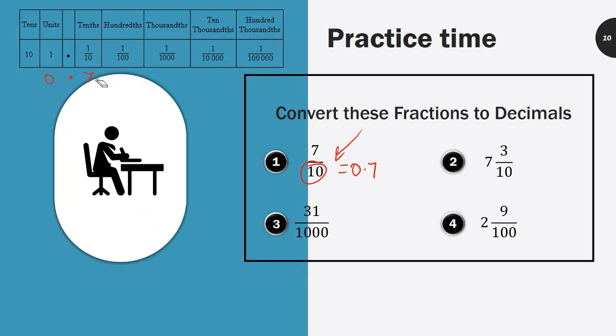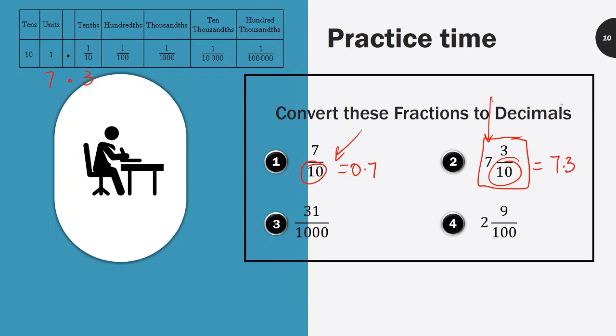For my second one, I've got 7 and 3/10. So let's deal with the 3 first. Once again, the 3 goes into the tenths column. Okay, and then I've got my decimal point, and I've got 7 ones in this question as well. So that means my answer for that one is going to be 7.3.